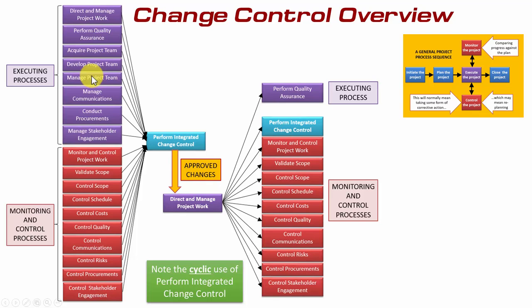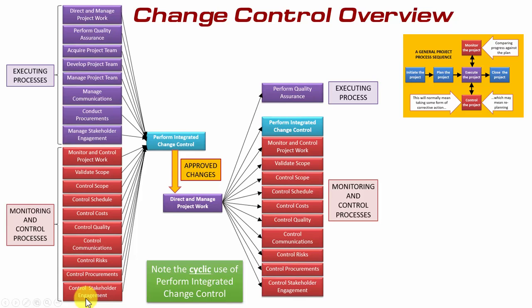Now, because the executing and monitoring and controlling processes work in parallel, I've shown them here in parallel. So here's the monitoring and controlling processes that you would also use. Monitoring and controlling, as I've said, is there to monitor progress against the plan, and controlling is to take corrective action as and when needed.